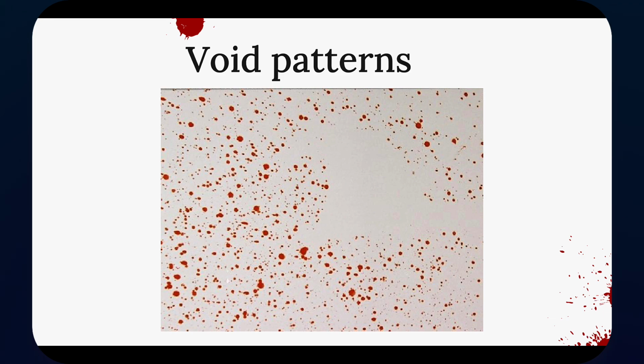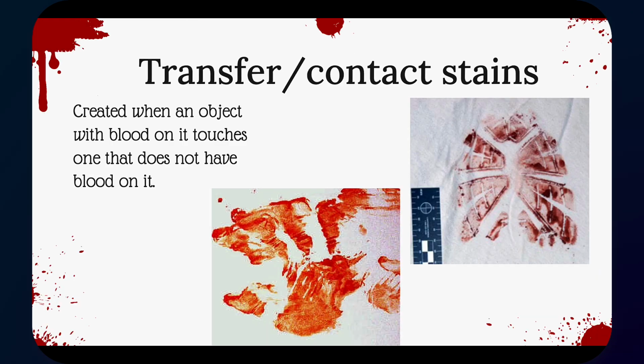A contact or transfer pattern is created when an object with blood on it touches one that does not have blood on it. A swipe is a blood pattern resulting from a lateral transfer from a moving source onto another surface. This is basically a bloody object moving along a clean surface. One side is usually feathered. See this feathering of this side, which indicates our direction of travel. We're starting here and we're moving this way.